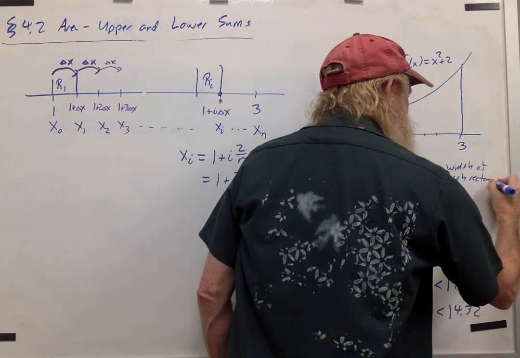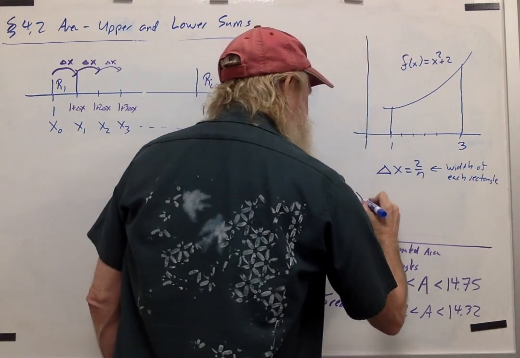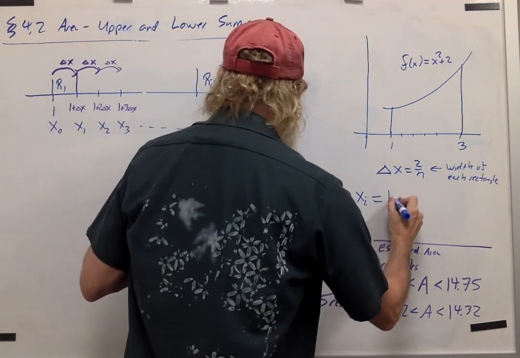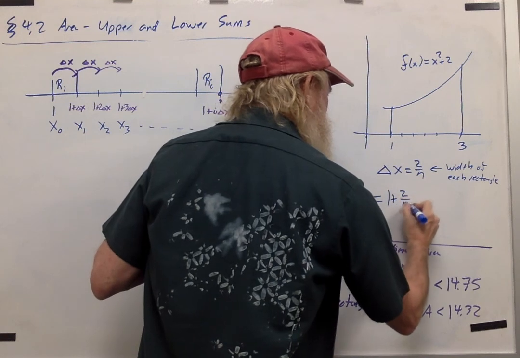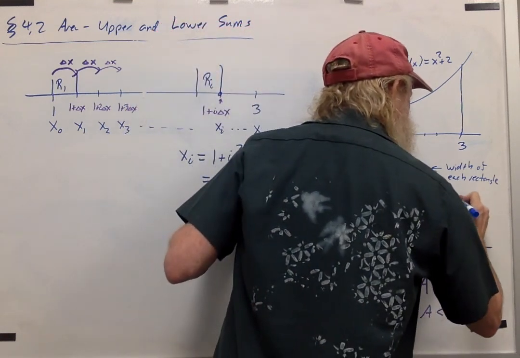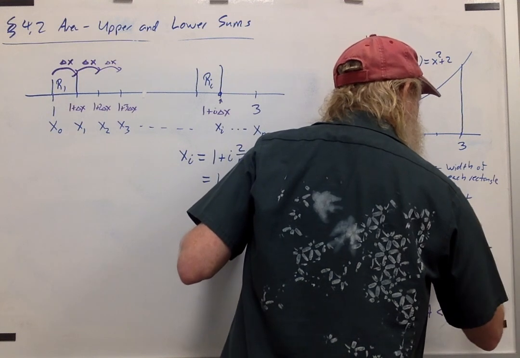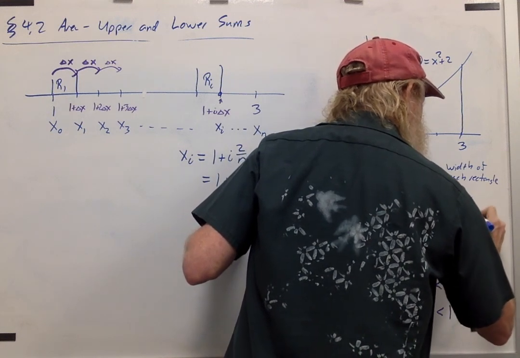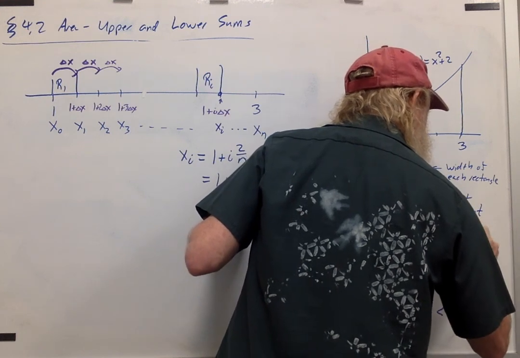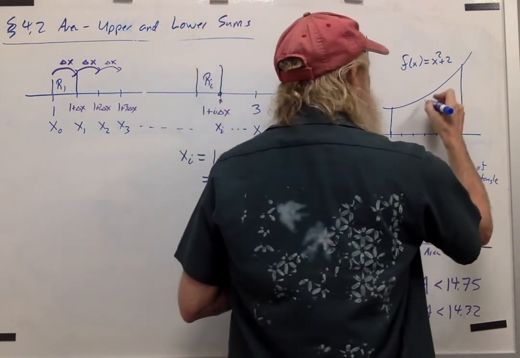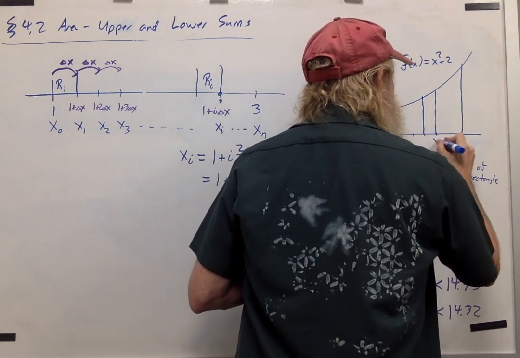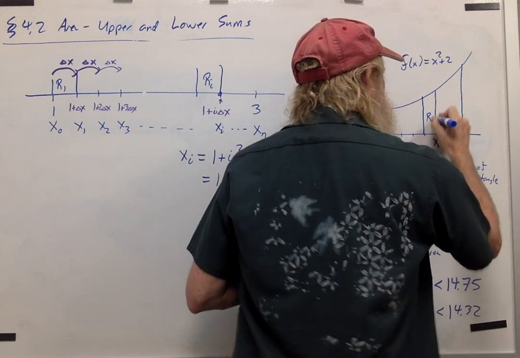And x sub i, which has formula 1 plus 2 over n times i, is the right endpoint of rectangle R sub i. So I'm just going to draw that in here. Here's x sub i. Let's call this rectangle R sub i.